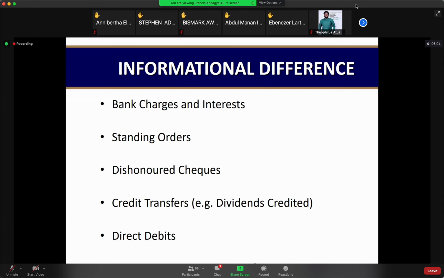Hello, Doc. I think direct debit is giving a company or an entity permission to take an amount from your bank account on an agreed date. They're giving an instruction to your bank to pay.